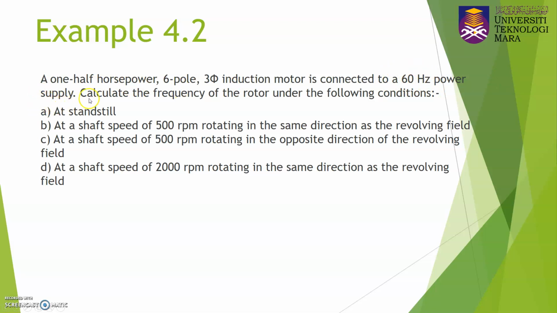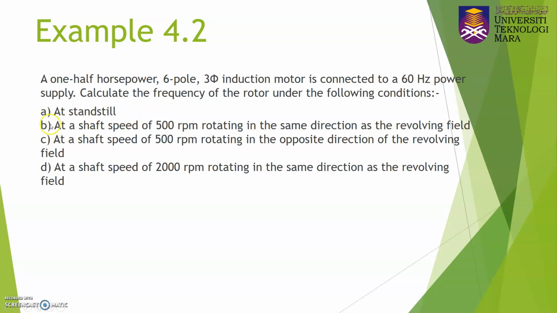Okay, and then next we need to calculate the frequency of the rotor. We need to find the F rotor under the following conditions. So basically we have 4 different conditions. Condition number 1, at standstill. In this case the rotor is not moving, meaning that S is equal to 1.